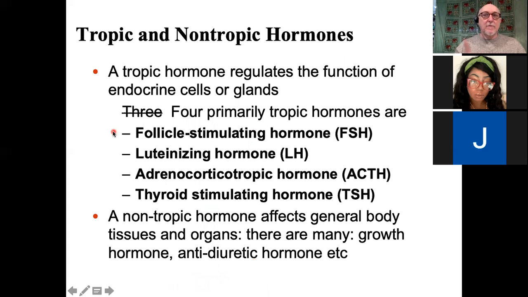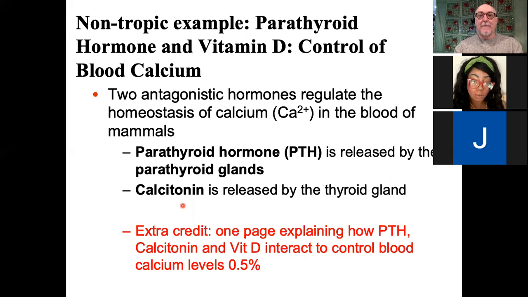Okay, I just put this slide up. I just want to put in a correction. This originally said a tropic hormone regulates function of endocrine cells or glands. That is true. It said that, though, that there were 3 primarily tropic hormones. Actually, we've discussed 4. I just want to make sure that you have these clear in your mind. Follicle stimulating hormone, luteinizing hormone, adrenal corticotropic hormone, and thyroid stimulating hormone. So that is sure to appear.